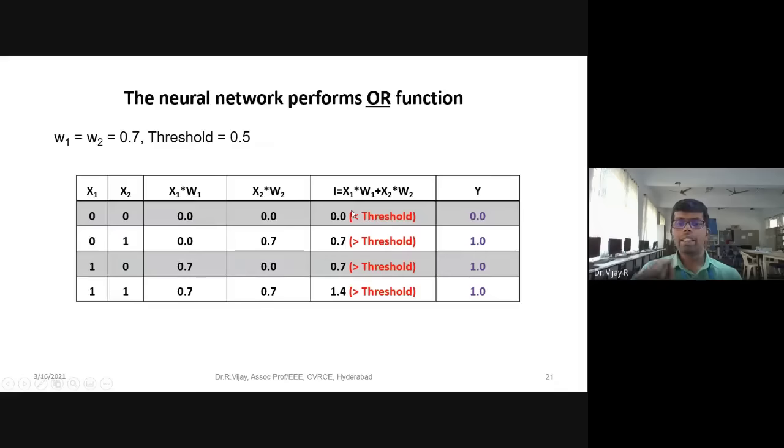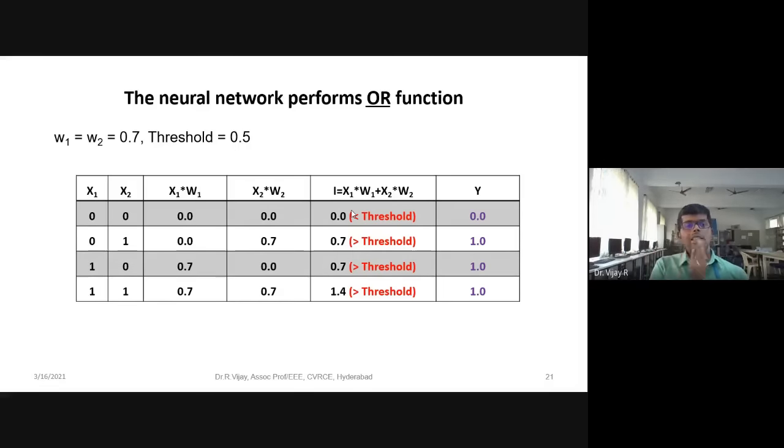I'm going to tell you another example. A neural network function has to perform one OR function. So what is the OR function? You need to add: 0 plus 0 is 0, 0 plus 1 is 1, 1 plus 0 is 1, and 1 plus 1 is 1. That is the OR function.